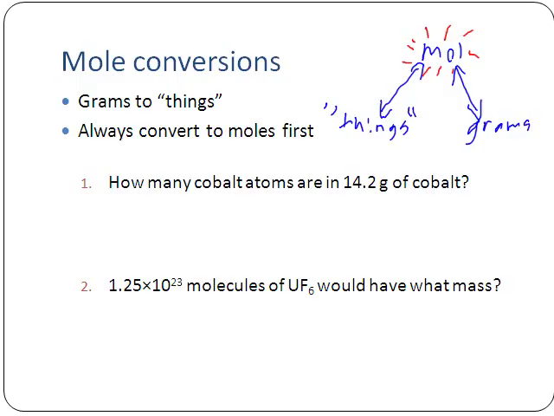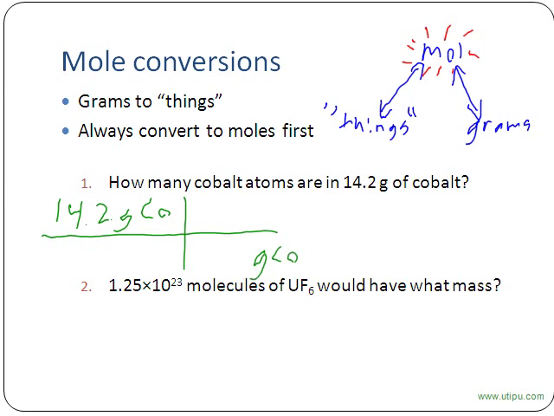And so if our question is how many cobalt atoms are in 14.2 grams of cobalt, then we start off with the number we're given, 14.2 grams of cobalt. Set up our table. We want to cancel grams cobalt. Then we want to go to what first? We want to go to moles first. So we put moles cobalt on top.